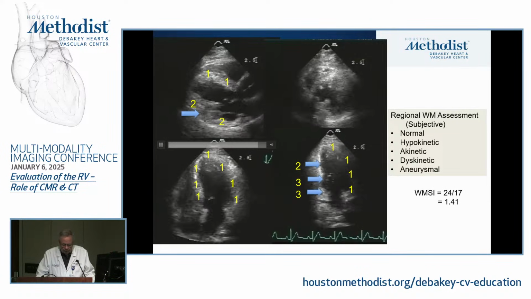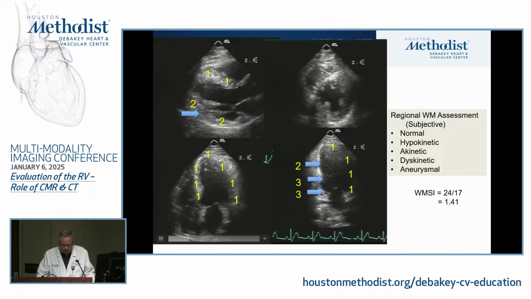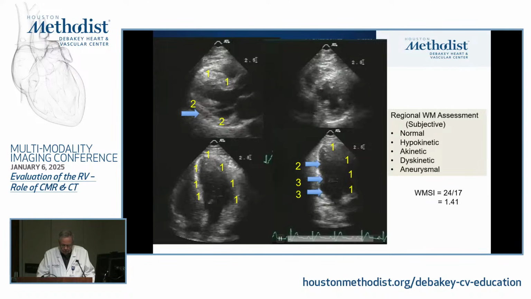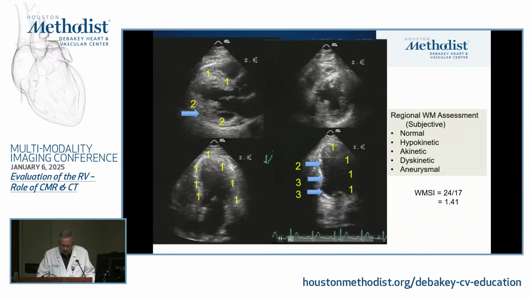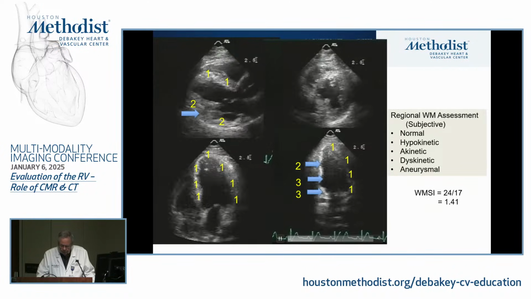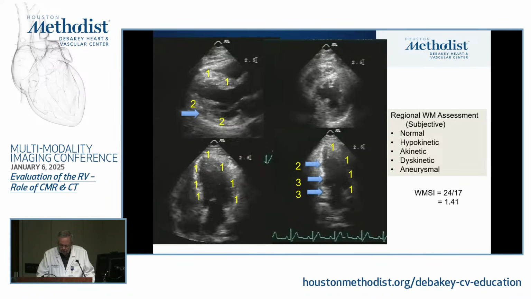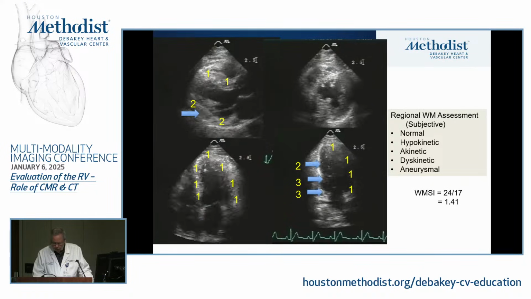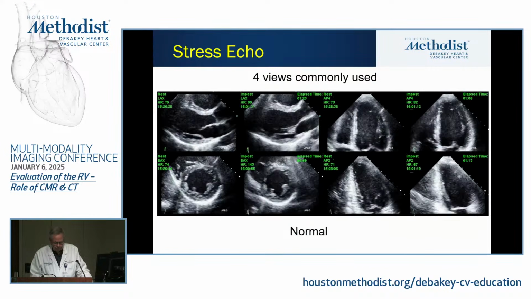This area here is hypokinetic, so those will be 2. Everything here looks good, so those are 1. And we have then some akinesis and hypokinesis here. That gives us a total of 24 divided by 17 and a score index of 1.41.